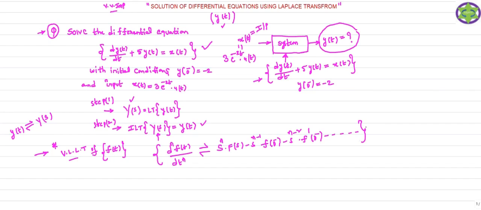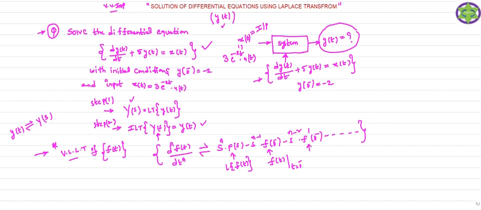I just explained this formula in the last class, which is the unilateral Laplace transform of the signal f of t. The Laplace transform of the nth order derivative of the signal f of t is nothing but s power n into F of s. Here capital F of s is what? The Laplace transform of the signal f of t. And what is f of 0 minus? You just evaluate f of t at t equal to 0 minus.